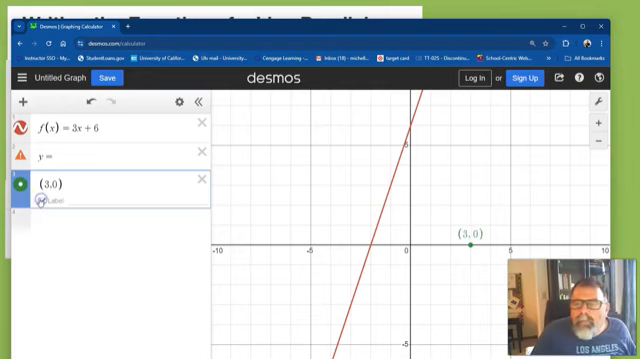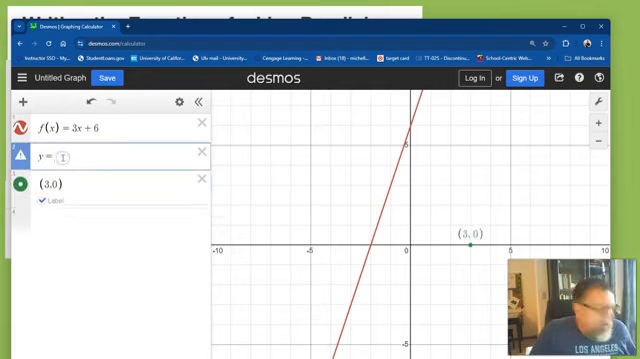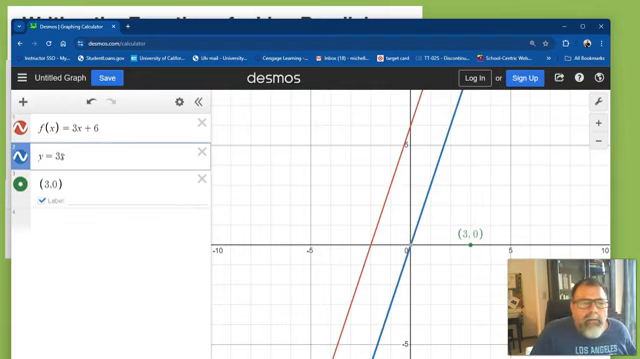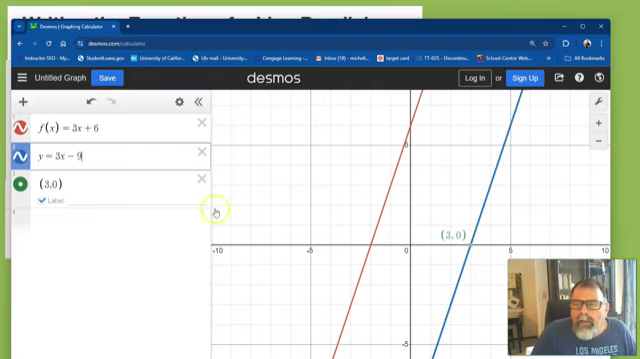Right, so we want to go through that point. We came up with y equals... it has to be the same slope to be parallel, and then we found the y-intercept to be -9. You can see that it goes through that point and it's parallel to the original line. Okay, so our solution would be y equals 3x minus 9.